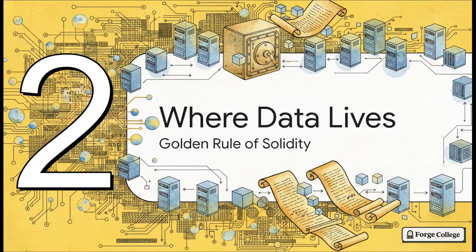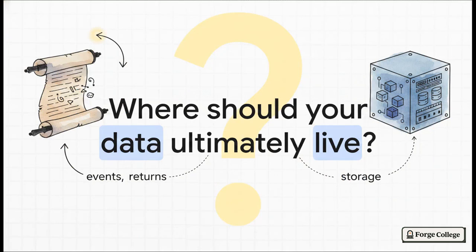Moving on to Section 2. Where data actually lives. The golden rule of Solidity. What's really fascinating here is how this next concept completely dictates your entire architecture. Before you even think about writing a single line of code, you have to stop and ask yourself a foundational question. Who actually needs to read this data once the transaction is totally finalized? Seriously, your answer to that specific question dictates exactly where your data has to live.